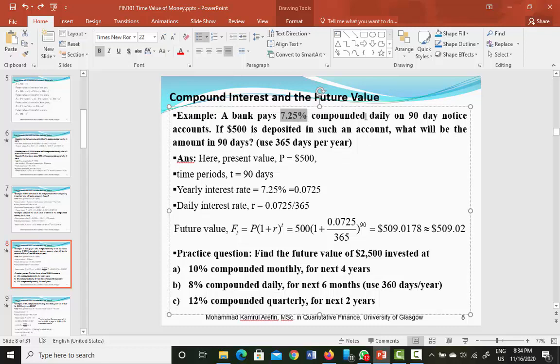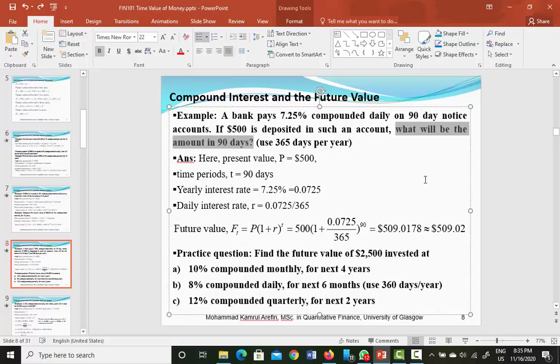So we need to find the daily interest rate. That means we divide it by 365, because in a year we have a total of 365 days. So this is the yearly interest rate; if you divide it by 365, you will get the daily interest rate. If $500 is deposited in such an account, that means if you deposit $500 today, this is the present value. What is the question asking? What will be the amount in 90 days? That means what will be the future value after 90 days.